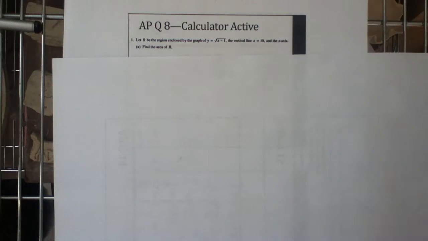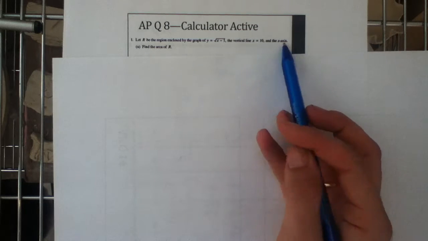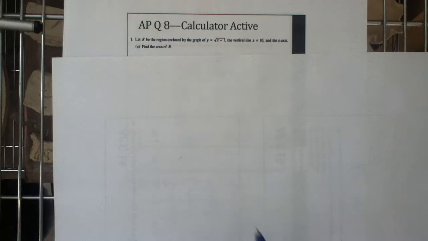Let R be the region enclosed by this graph, that vertical line, and the x-axis. Find the area of R. Okay, so the first thing you want to do, I'm going to let you go and do this on your own in a second. I'll just get you started. Then you'll pause the video, answer the question, or the question will pop up automatically, and then you'll do it.